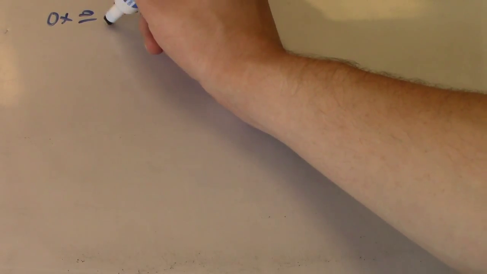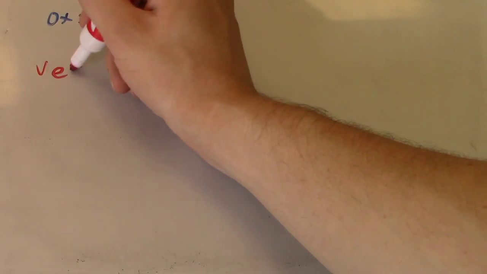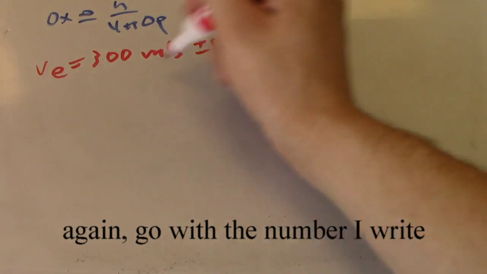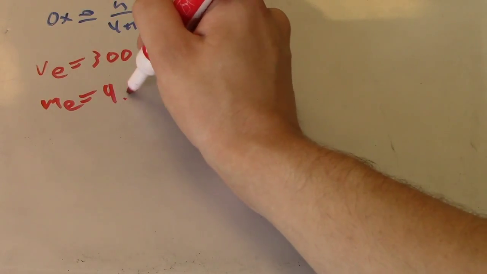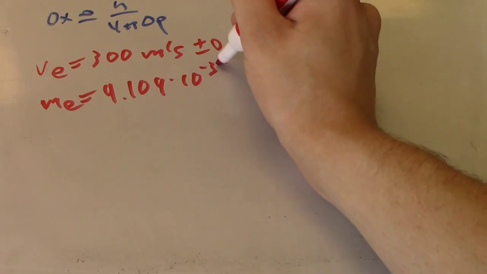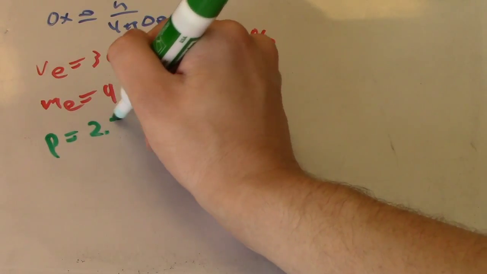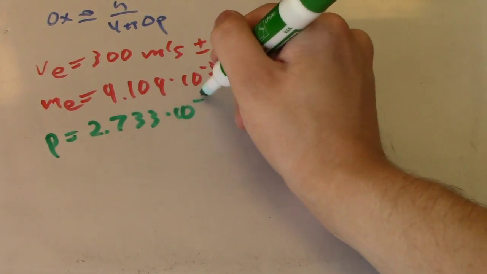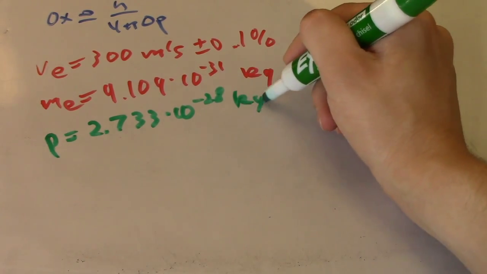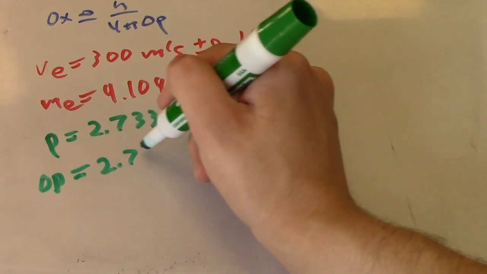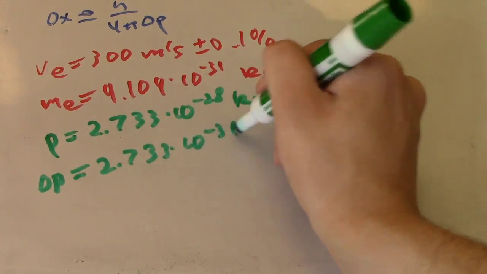The story is different, however, when we look at the electron. In this case, let's say the electron is traveling at 300 meters per second, but we still know the speed to within 1.0%. An electron has a mass of 9.109 times 10 to the negative 31st kilograms. Multiplying it out, we see that our electron has a momentum of 2.733 times 10 to the negative 28th kilogram meters per second. Our uncertainty in momentum is thus 2.733 times 10 to the negative 31st.